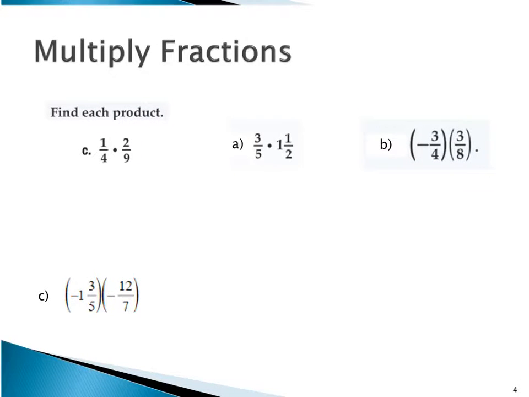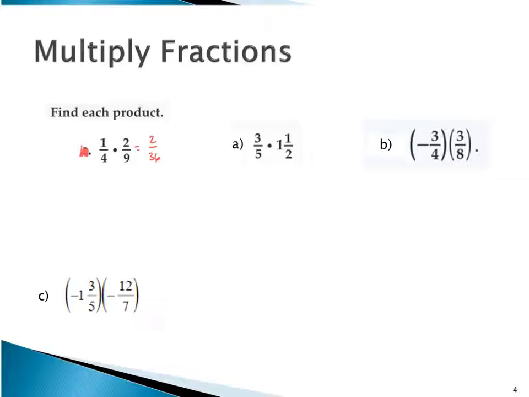Okay. Here are a couple practice problems. I'm going to do the first 2 with you, and then you will do B and C on your own. Ignore the C. As a reminder again, when you start this, you're going to multiply across the numerator and then the denominator. So 1 times 2, and 4 times 9.